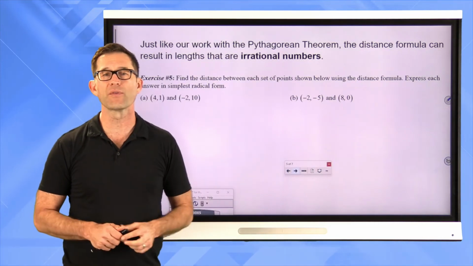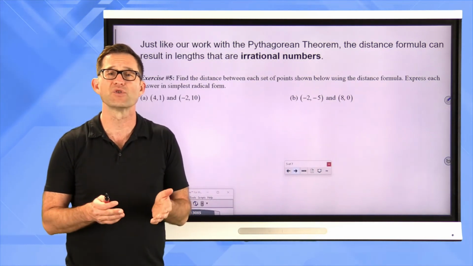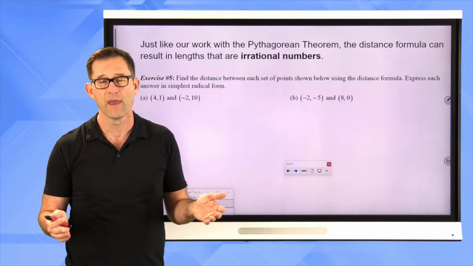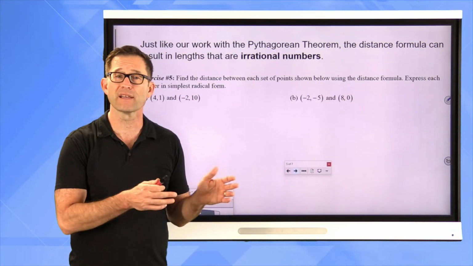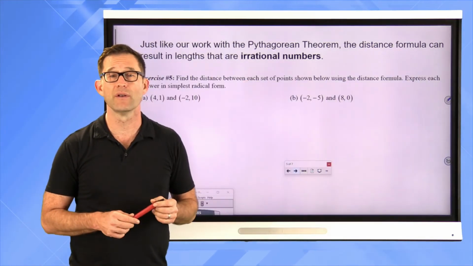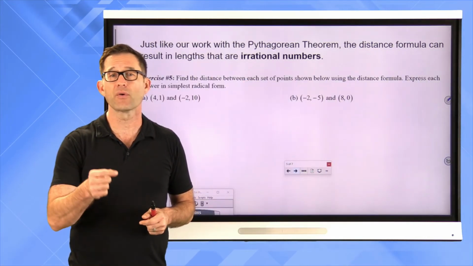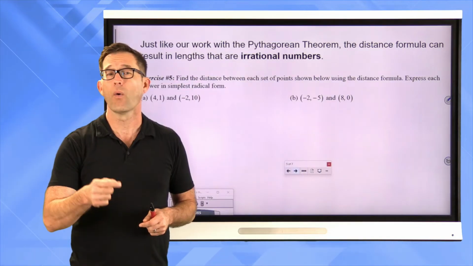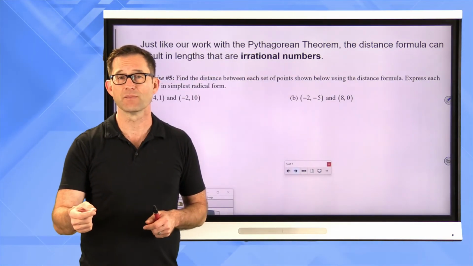Now, just like our work with the Pythagorean theorem, the distance formula can result in lengths that are irrational numbers. And whenever you've got something like that, so in the last problem, they turned out both to be nice. But when you've got those lengths that are irrational numbers, then either you're going to have to put your answer in simplest radical form, or you're going to have to evaluate it in terms of a decimal, typically.